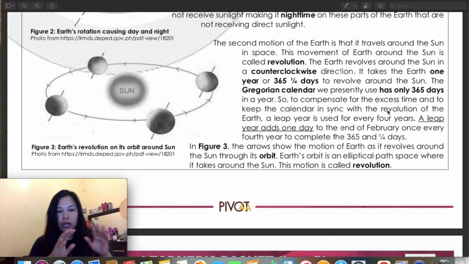Minsan, yung mga ipinanganak ng February 29, 4 na taon silang hindi mag-birthday kasi lumulutang lang yung 29 after 4 years naman. So, mag-birthday naman siya, tapos ganyan. Ganyan lang kung ikaw ay pinanganak ng February 29 sa dulong-dulo ng February. So, a leap year adds 1 day to the end of February once every 4th year to complete the 365 and 1/4 days. So, dyan po kinocompute yung leap year na meron tayong 1/4 days sa buong taon.